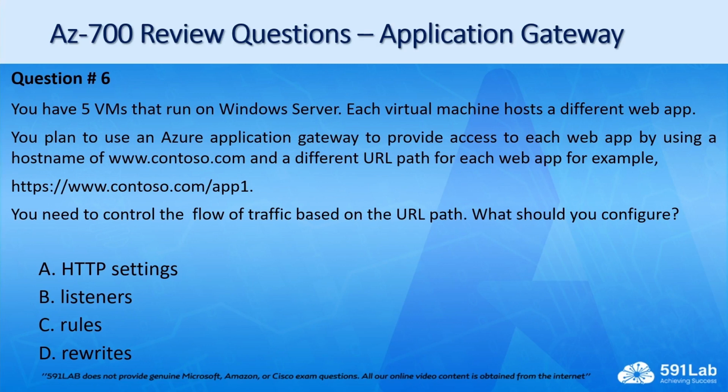We are going to have 5 virtual machines. In all 5 virtual machines, we are going to have 5 different applications. And we are going to use Azure Application Gateway, and we are also going to use URL based routing. So application 1 should be accessible from contoso.com/app1. Application 2 should be contoso.com/app2, and similarly it goes till app 5. Okay, now you need to control the flow of the traffic based on the URL path. What should you configure? HTTP settings, listener, rules, and rewrites.